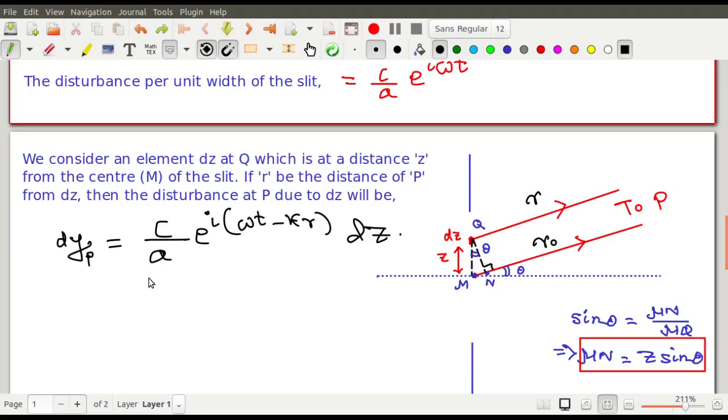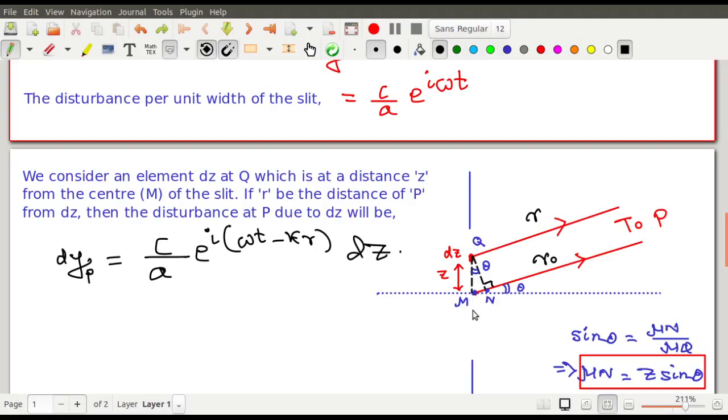Okay, so understand well: e to the power i omega t was at the slit region, and as you are moving there should be some minus kx term. So minus kx term will be here, so minus kr over here, so that distance is r. Got it? Okay, done. Now, what can we write for r?